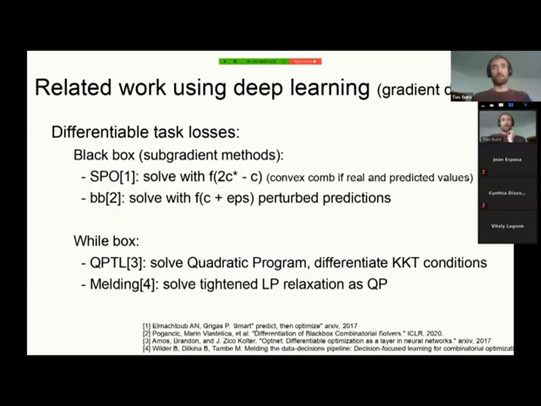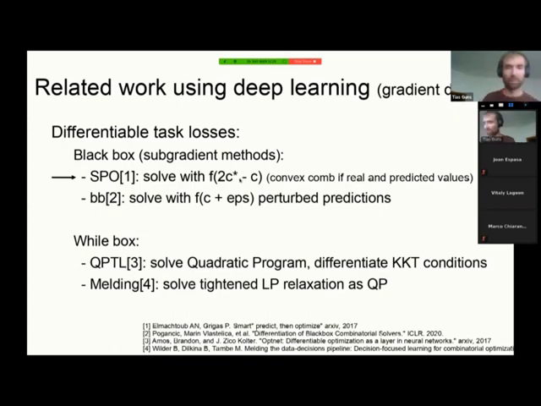Of course, we're not the only ones working on this, and nowadays a range of different approaches have been proposed. We can separate them into approaches that assume they don't know how the solver works, so using a black box solver or a white box solver. Within the black box solver approaches, there's the SPO approach, smart predict and optimize, which is one of the first methods that arrived and that we started playing with. What it does is take a convex combination of the predicted values with the real values and optimize over that.